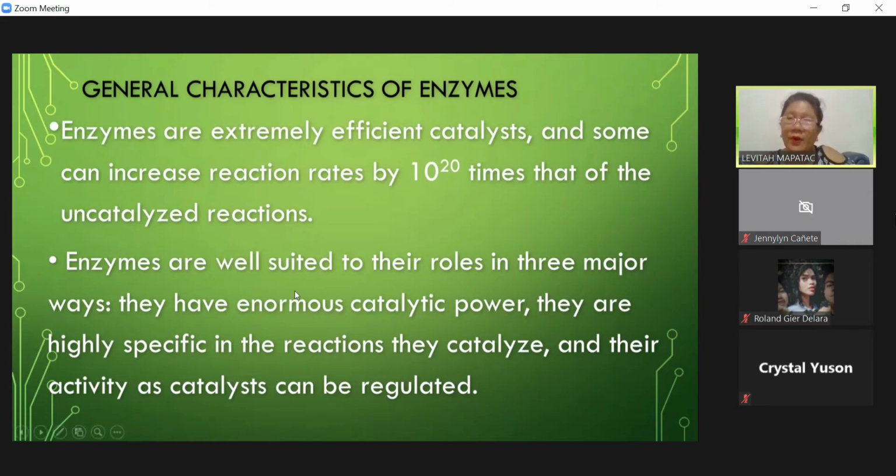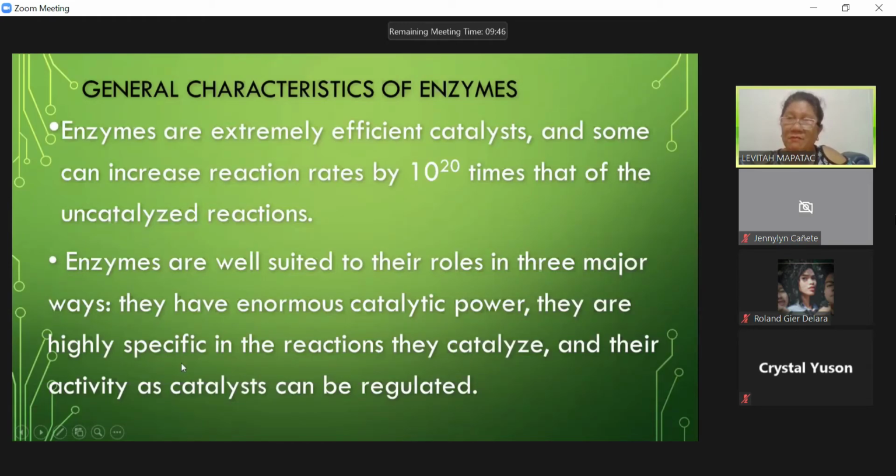So enzymes are well suited to 3 roles. It has 3 roles, no? First, as I have said, it is extremely fast. It speeds up the reaction, and that is what is meant by catalytic power. Enormous. Bigger than huge. Okay. So it has an enormous catalytic power. Why? Take a look. It is 10 to the 20 times. No? So they are highly specific reactions.